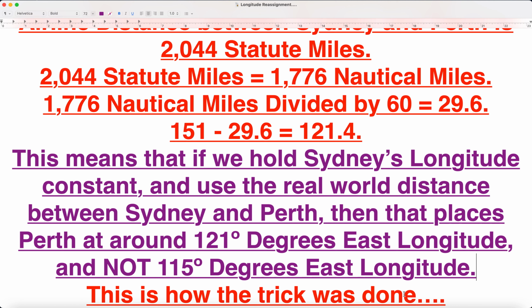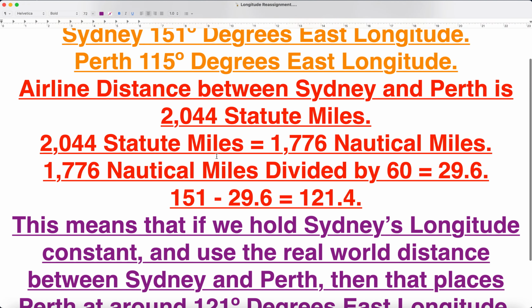This is how the trick was done. So in reality, Perth is more 121 degrees east longitude and not 115 degrees. Right? And this is how the trick was done. So if we hold Sydney constant, because we're reading it that way, that's how you read in azimuth. You would hold Sydney constant and read it around in that direction. That would place Perth at 121 degrees, because that's how it works out mathematically based on the distances between the two locations.